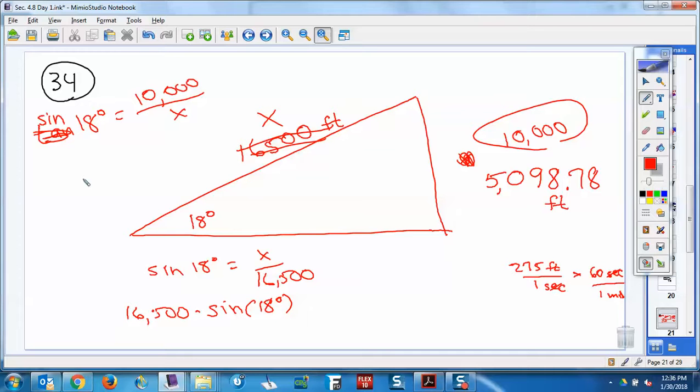Opposite over hypotenuse. So sine of 18. Now remember, here's where you can think cross multiply. So 10,000 times 1 divided by sine 18. So it's 10,000 divided by sine 18 is x, right? 1 times 10,000 divided by sine 18. That gives you x. Always in a cross multiply kind of scenario.